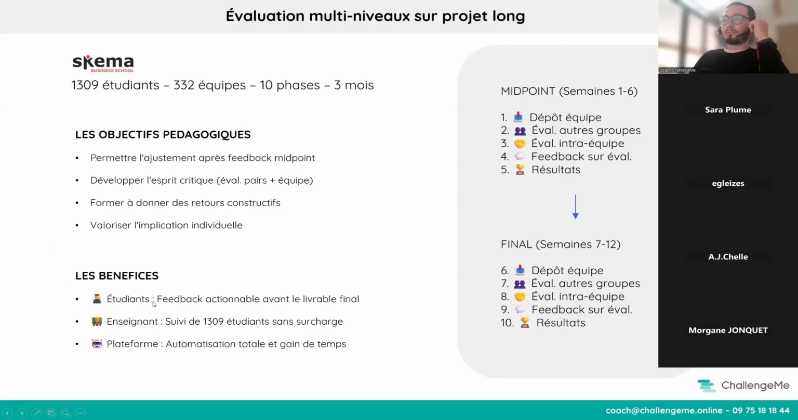So the main benefits for the student are receiving actionable feedback before the final deliverable and practicing in every way before the graded submission. For the instructor, what's interesting is that we can track 1,309 students in this case on the platform with an automated phase system. So I'll move on to the platform in just a moment. And as I mentioned, the platform is automated to manage 1,309 students and the exchange of feedback among them. So that was the theoretical part. Now I'll be able to show you how it looks on the platform. All right then.